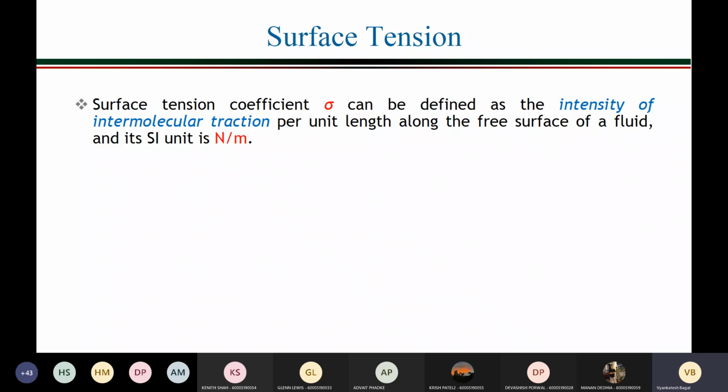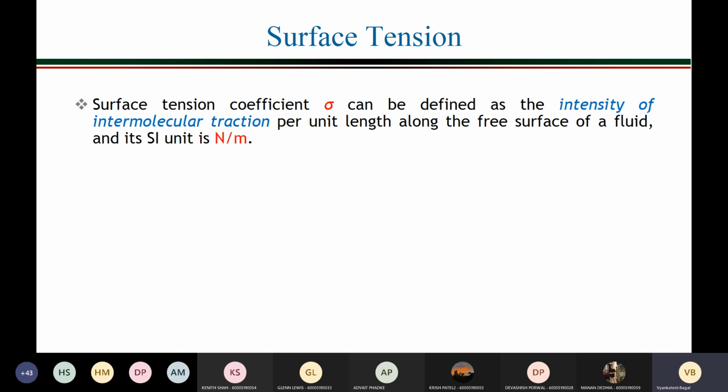So the surface tension, now I'm going to represent the surface tension using the Greek symbol sigma. The surface tension coefficient sigma can be defined as the intensity of intermolecular traction. This is an important word. Intensity of intermolecular traction per unit length along the free surface of the fluid. So in short, you can say the surface tension is nothing but the surface tensile force per unit length.